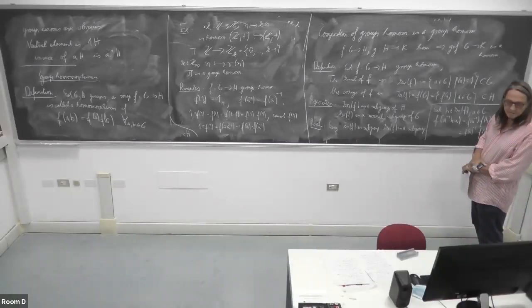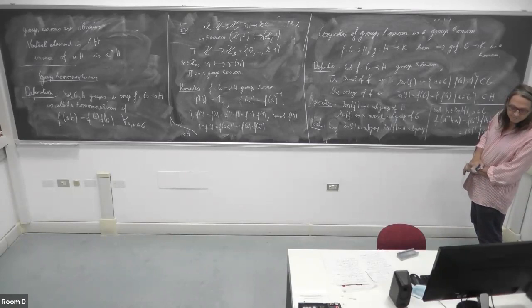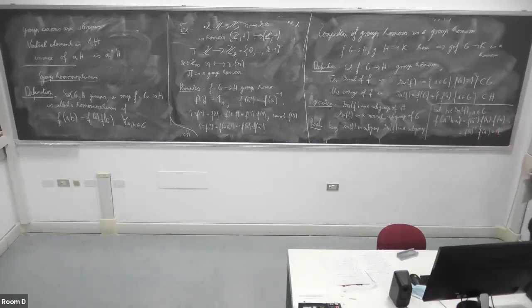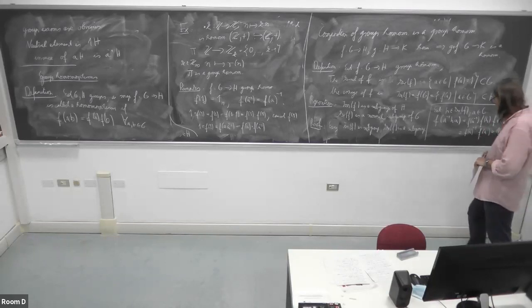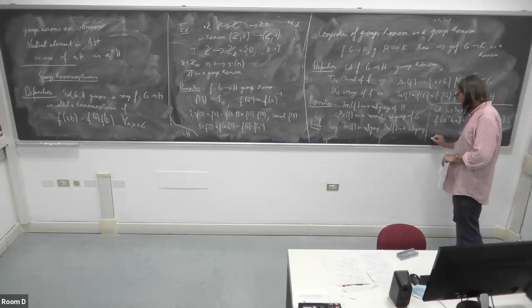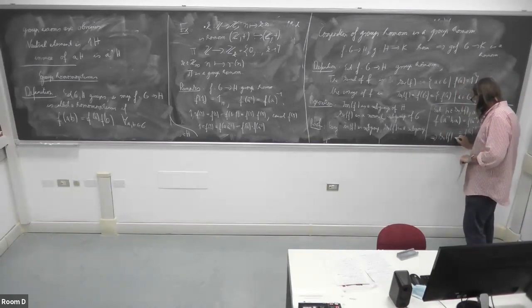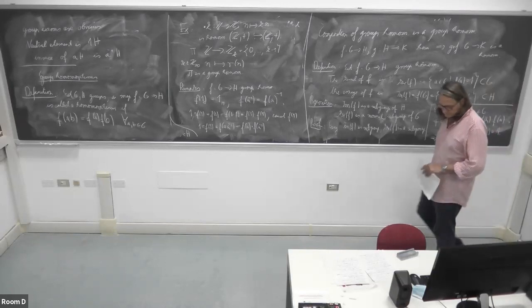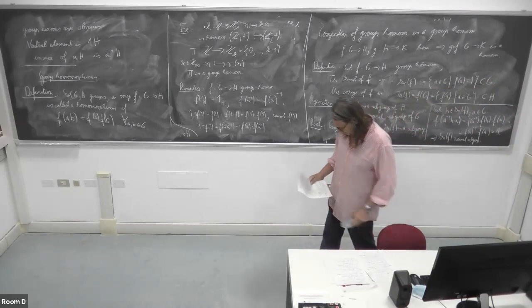Question, or has somebody forgotten to turn off the microphone? Apparently there's no question. Okay, and so thus it follows that the kernel of F is a normal subgroup.